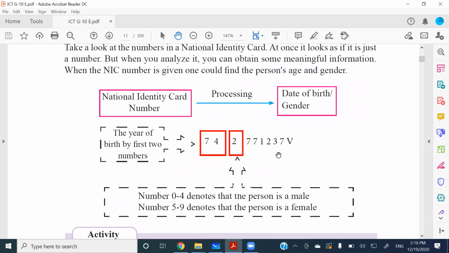All right, so then in the third one, we learned something interesting. But this is a practical place where it applies the data and information inside one single NIC number, right? So we learned the very first two numbers indicate the year, and the next number, the third one, indicates the gender. And I told you something further than this as well, like if you consider the third, fourth, and fifth numbers, in this case 277, that indicates the day on which this particular person was born.